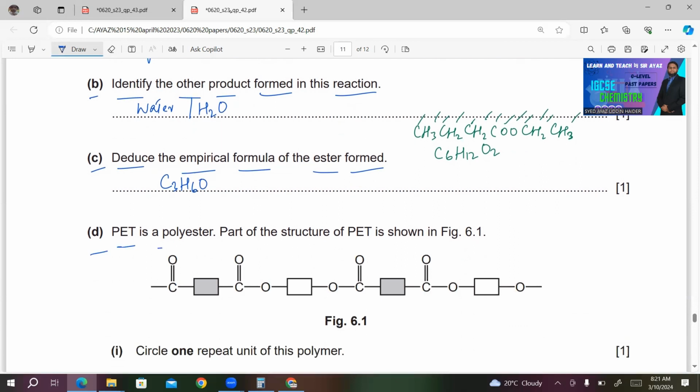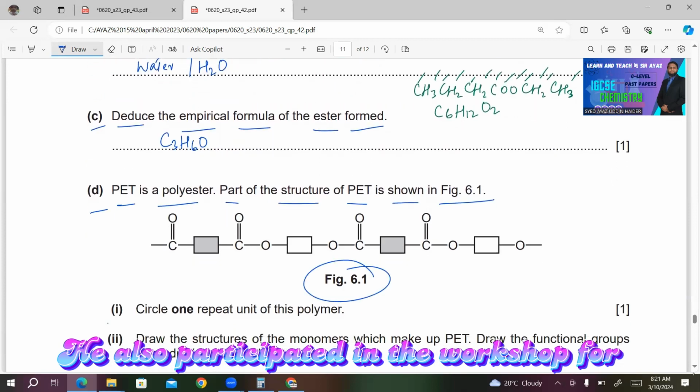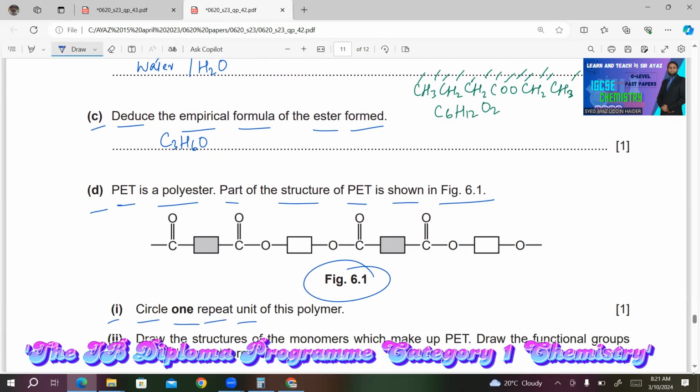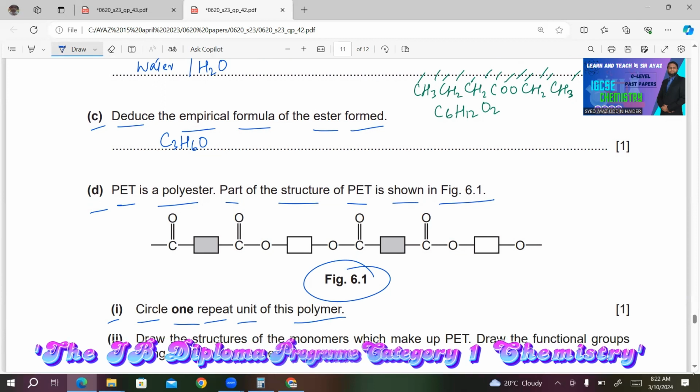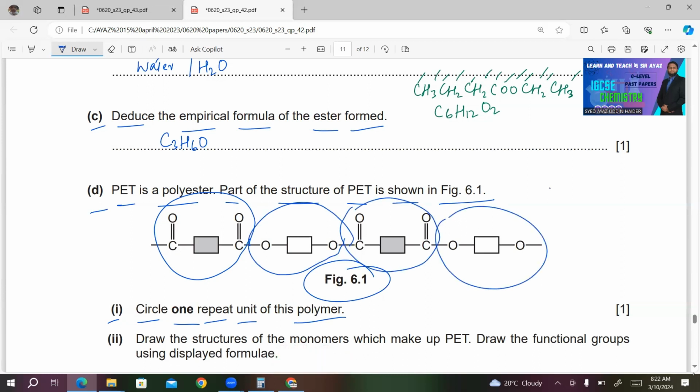D. PET is a polyester. Part of the structure of PET is shown in figure 6.1. Number 1, circle one repeat unit of this polymer. This will be the repeat unit of this polymer. Either you can circle this one, or this one, or this one, or this one. Any one of these 4 circles.